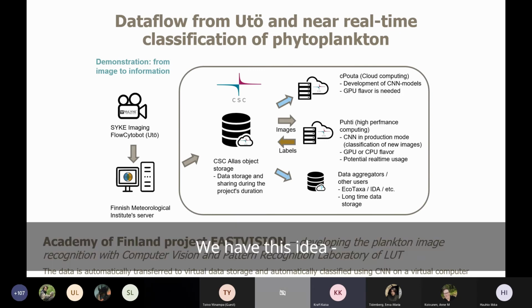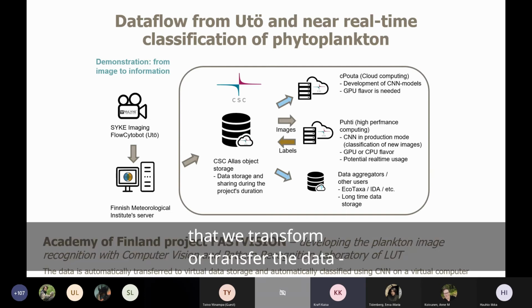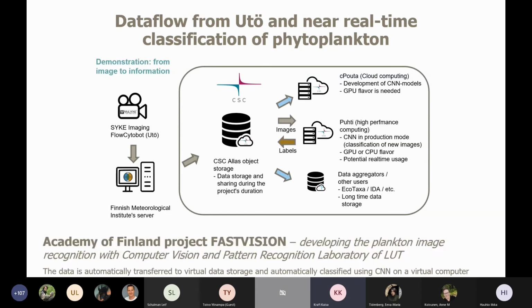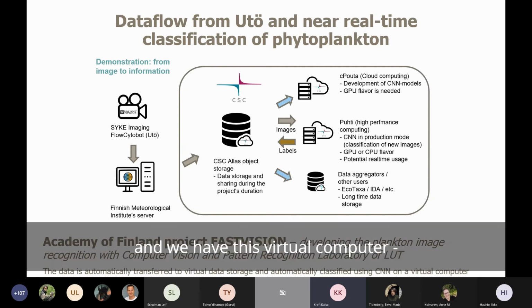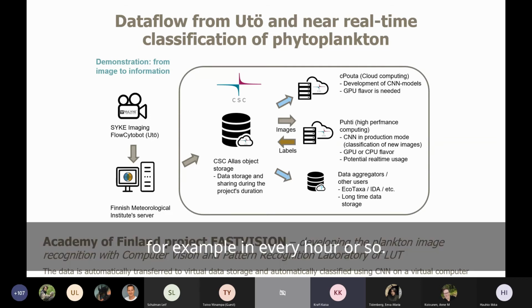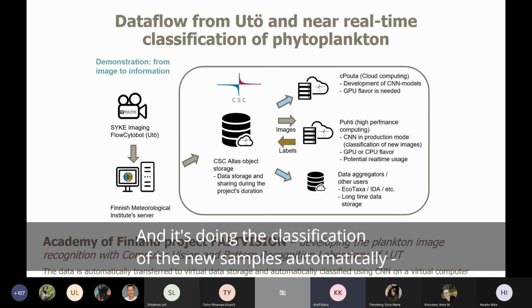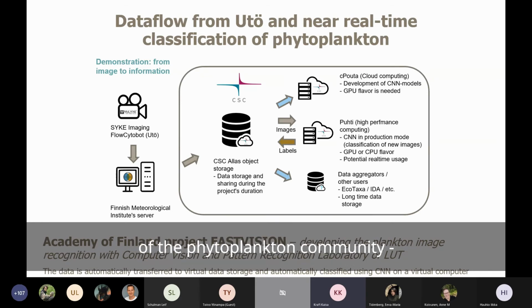So we have this idea, and actually it mostly is already working and running, that we transfer the data from the Utö station automatically utilizing the CSC Allas object storage, and we have this virtual computer where the CNN model is running in batches, for example, every hour or so, and it's doing the classification of the new samples automatically, as well as the biovolume estimation. And so we get almost near real-time classification of the phytoplankton community outside Utö station at the moment.